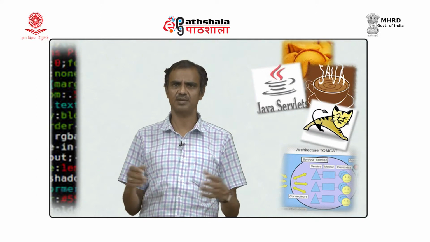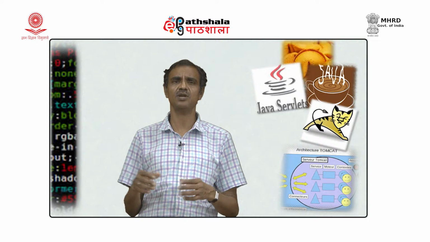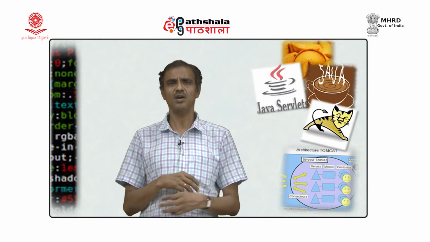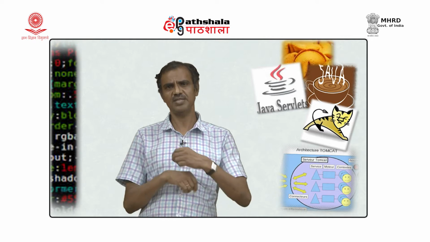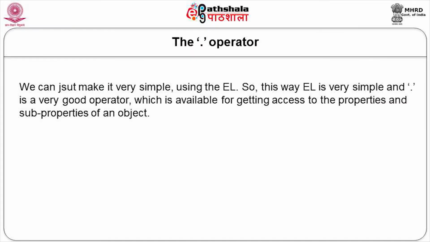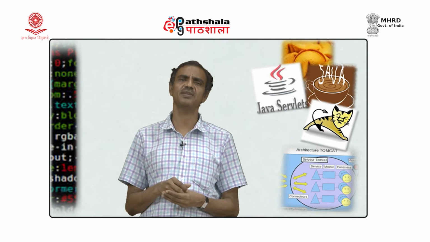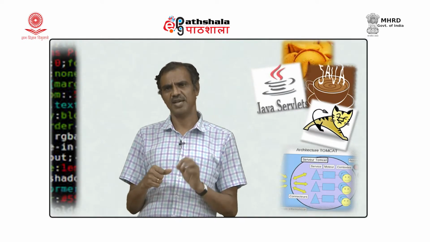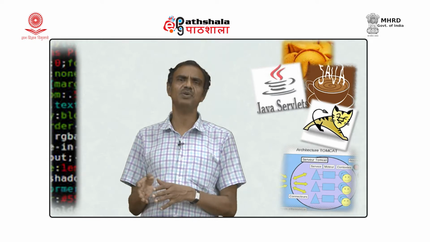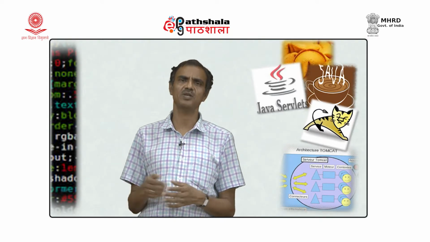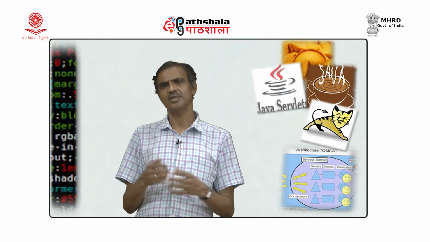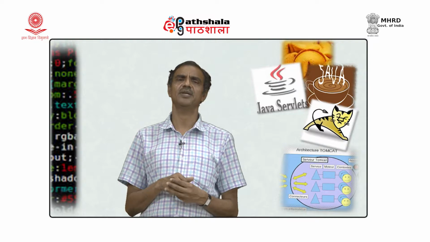We do not have to write too much, we do not have to go for expressions or even write any kind of scriptlet, all that needs to be avoided, fine. We can just make it very simple with dollar braces and just pick up the object, and we do not even have to think about putting it as a string in double quotes or something like that, fine. So, that way expression language is quite simple, and yes, dot is one very good operator which is available for getting access to the members and to the properties of an object and sub properties also, fine. So, that is one thing, that is the dot operator.